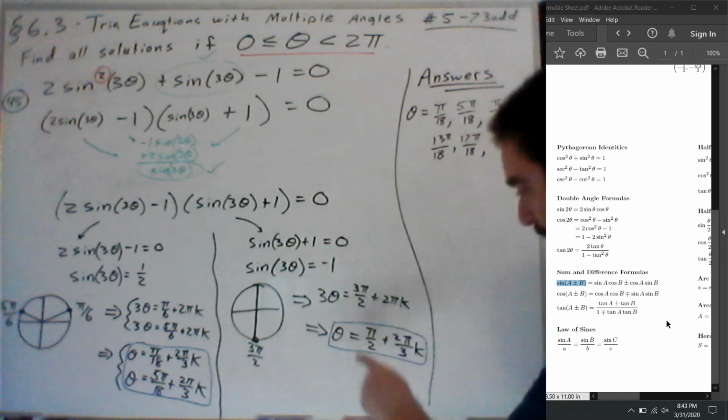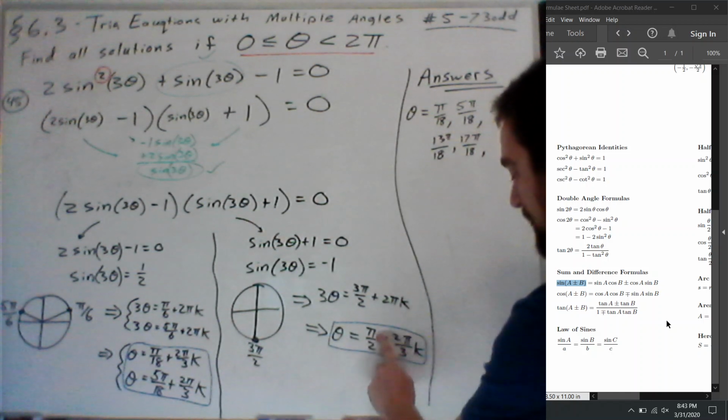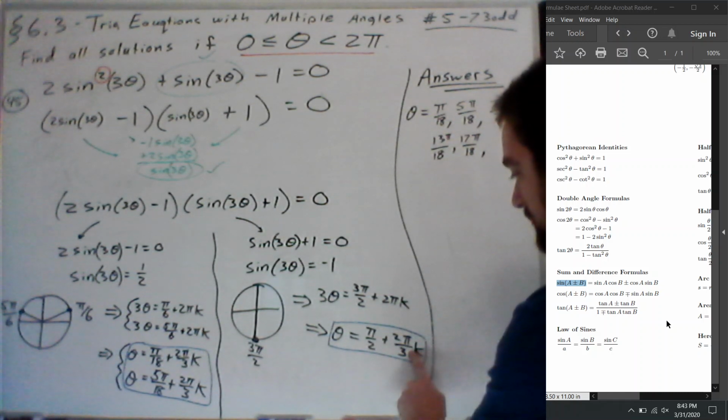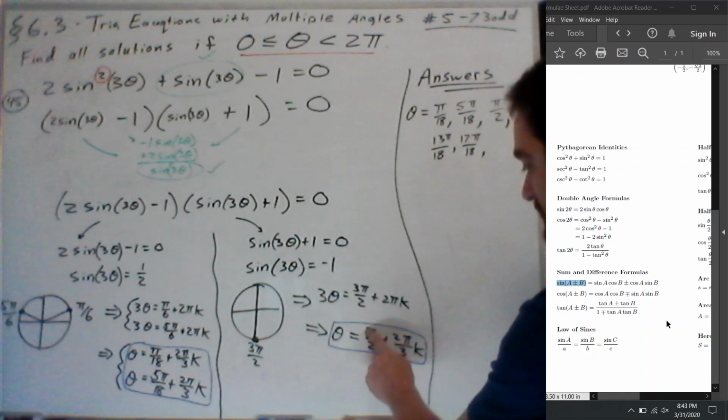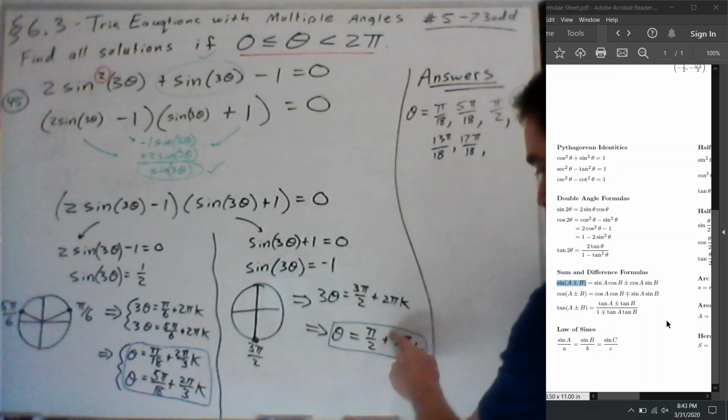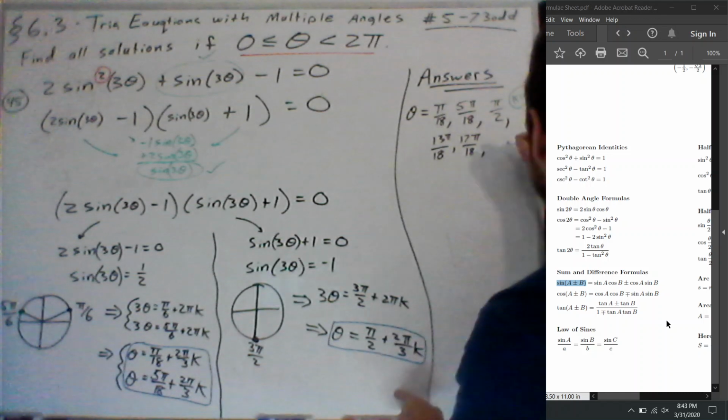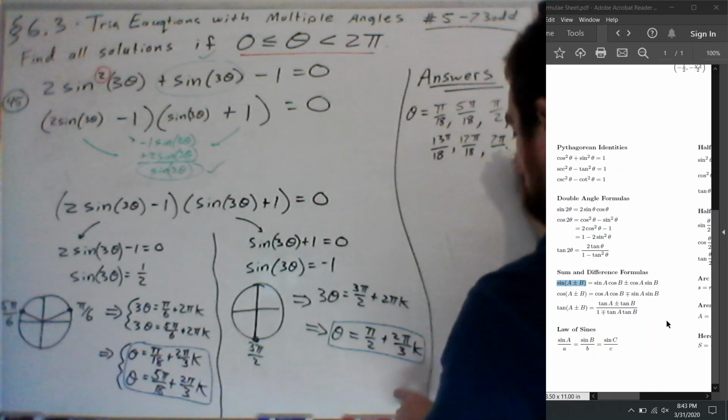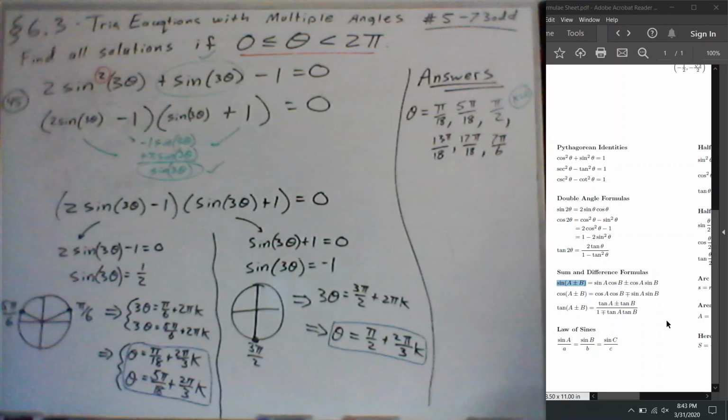All right, but let's finish this up. You can tell I'm at the point where I'm ready to finish this, right? Pi over 2 plus 2 pi over 3. So I need a common denominator of 6. That's 3 pi plus 4 pi. That's 7 pi over 6. There's k equal 1.